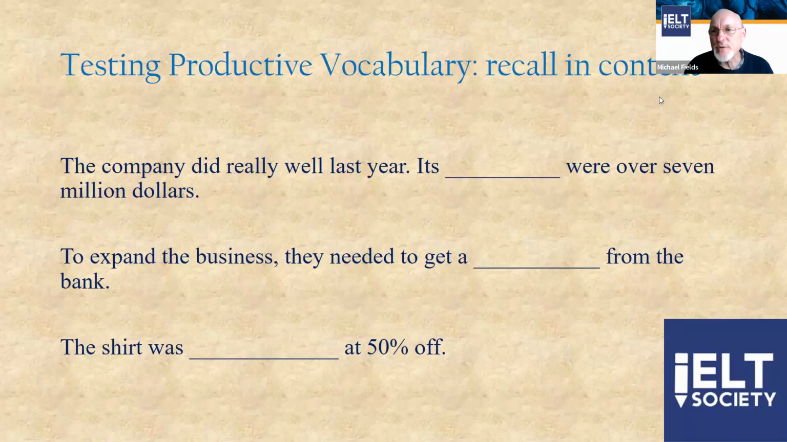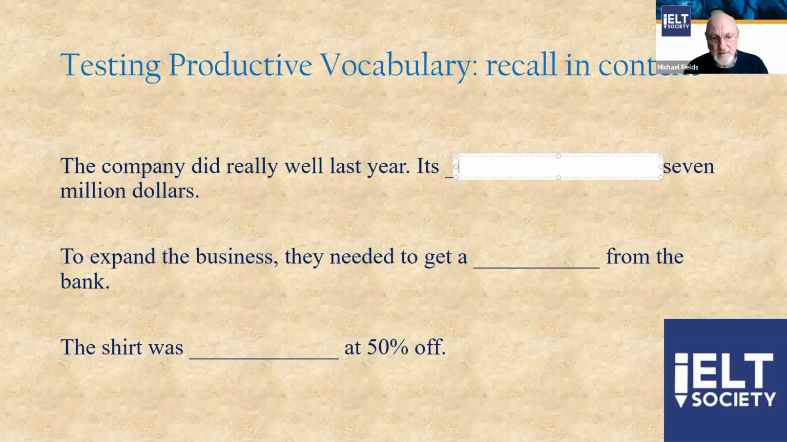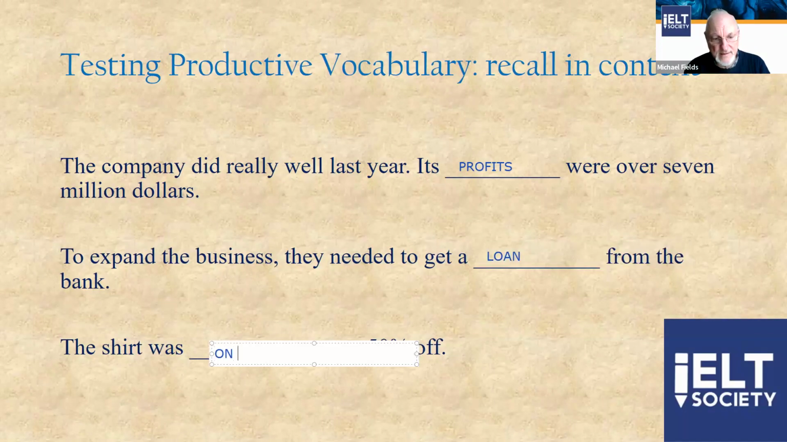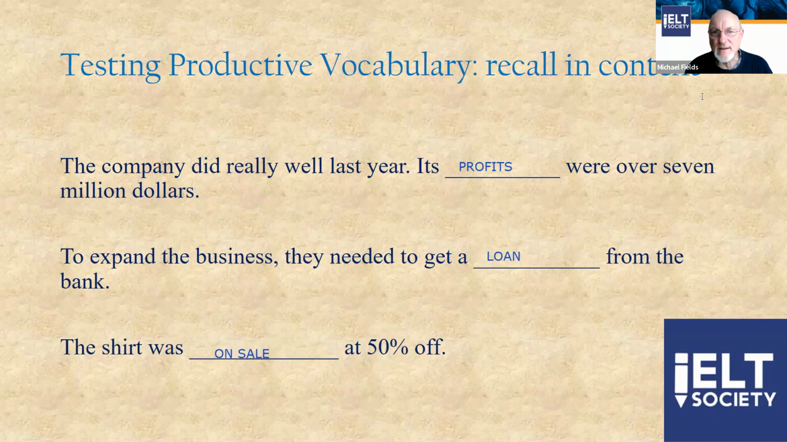In this one, they're producing a word, and we would like to believe that it's a word they've studied. Maybe it comes from a list. Maybe it comes from the context of the last unit, right? But in this case, they're producing vocabulary from themselves. No help except the context. The company did really well last year. Its profits were $7 million, right? To expand the business, they needed to get a loan from a bank. And the shirt was, and again, maybe someone will say, well, that's not a word. That's not fair. Depends on how you define a lexical unit, right? The shirt was on sale.